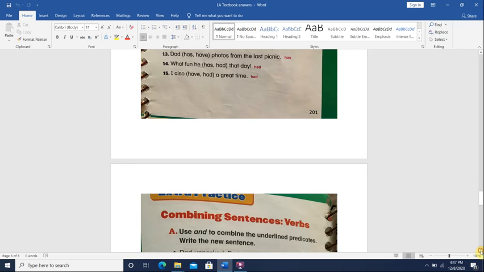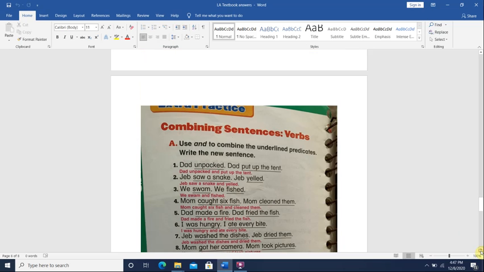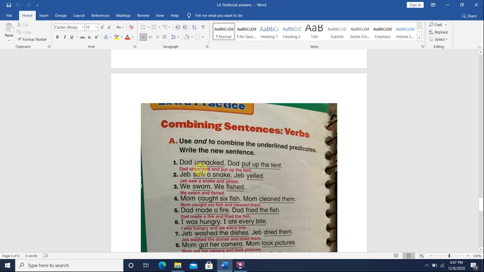Okay, now we're going to start combining sentences. Okay, you guys are very good in this. Remember what we do to combine sentences that have the same subject. We write dad unpacked, dad put up the tent. So I replace the second subject, that same subject, with and. So the sentence would be dad unpacked and put up the tent.